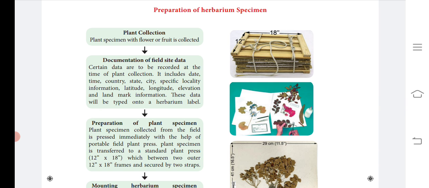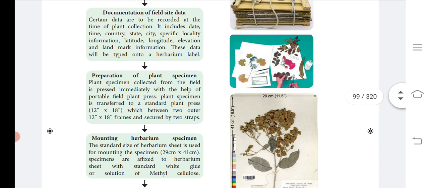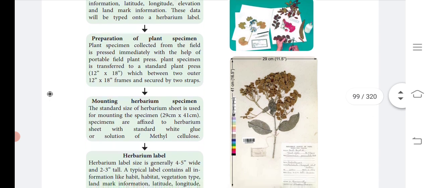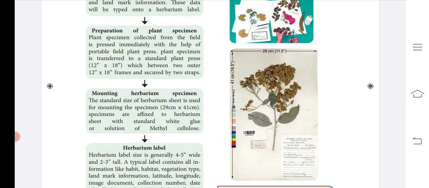First you have to collect, and certain data are to be recorded at the time of collection. From where you are collecting, which place it is being collected from, that should be mentioned. And preparation of plant specimen: the plant specimen collected from the field is to be pressed immediately. To avoid all the moisture, we have to press it immediately using the wooden log.